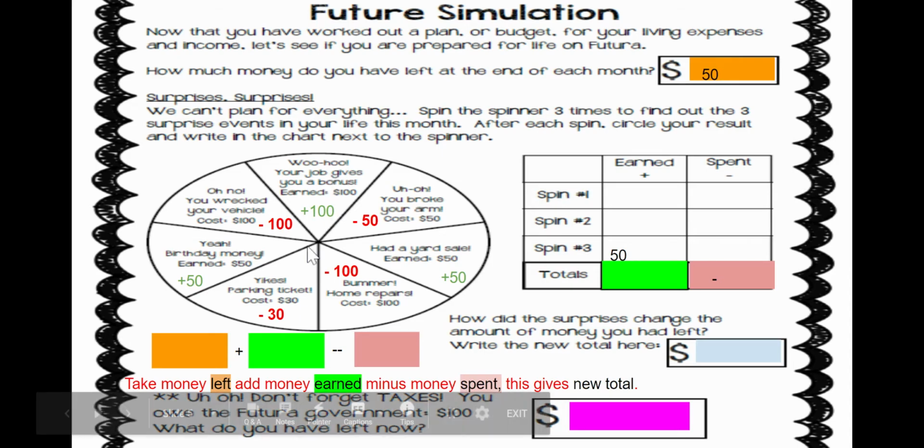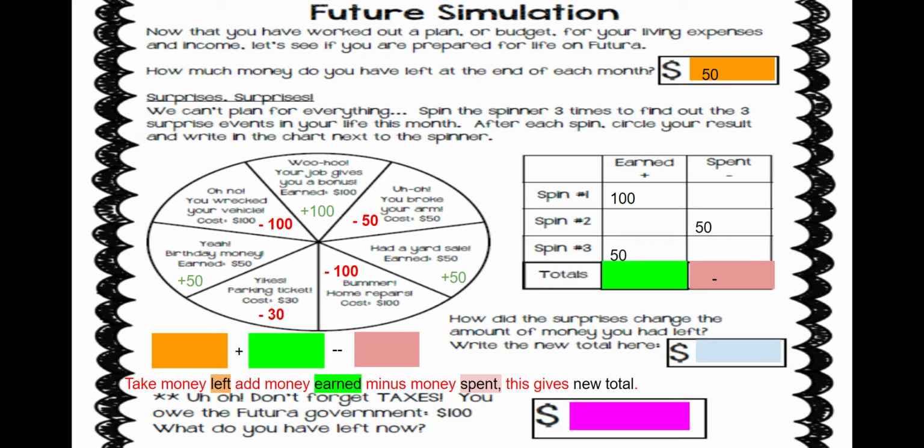So 1 is, oh, woohoo, your job gives you a bonus and you earned $100. So over here in the earned, I would put $100 because I earned $100. That's money that I'm getting. Let's say the next number they said was 2. Uh-oh, you broke your arm and it costs $50. That's money I have to spend to help fix my arm. That's 50. And let's say they picked 3. 1, 2, 3. Oh, you had a yard sale and you earned $50. So that's money that I earned for the 3rd spin.